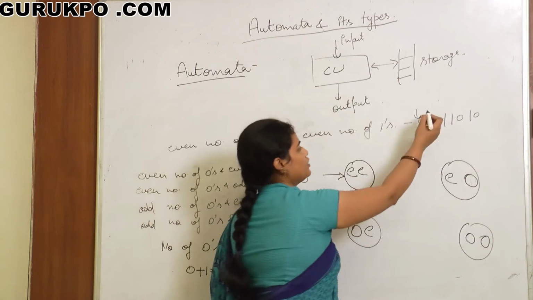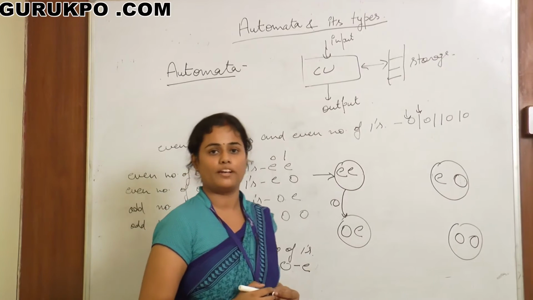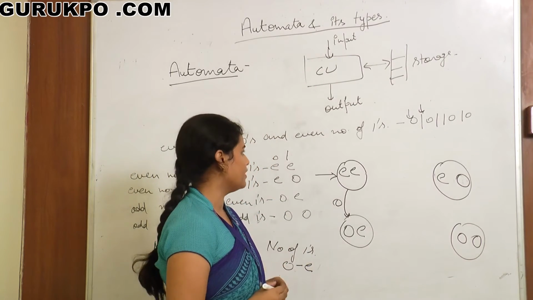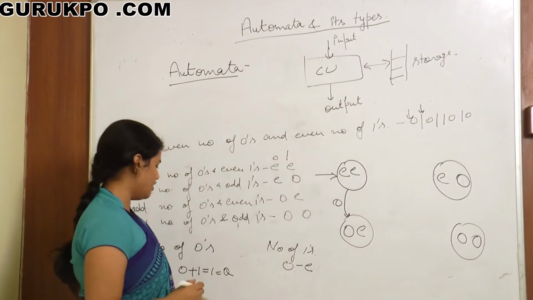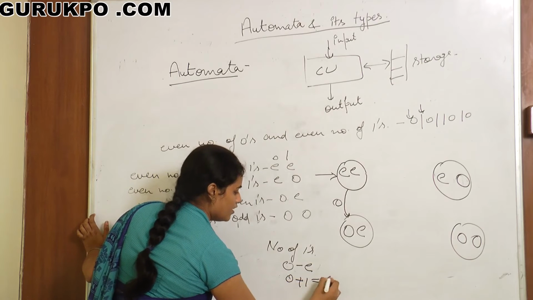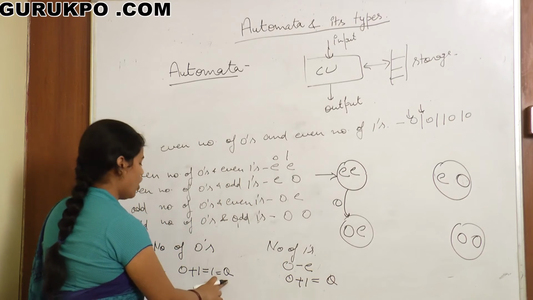Now the machine starts to read the second digit. Now the machine reads 1. In that case, what will happen? The machine is reading 1, then 0 plus 1, odd number of zeros and odd number of ones.